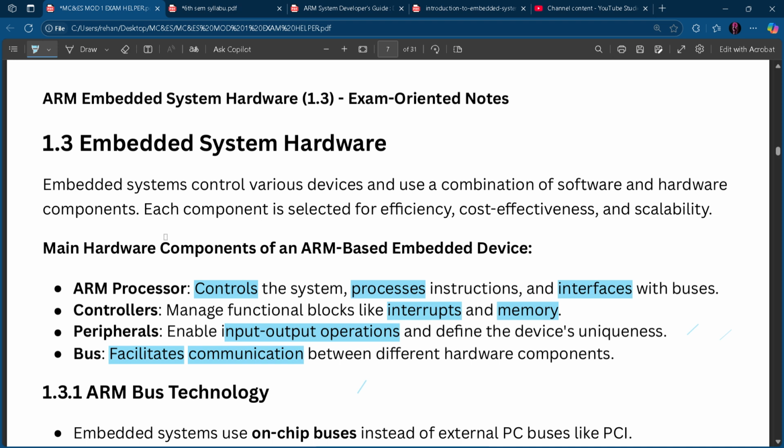Before you move directly to the main four hardware components, we'll just read a small definition. An embedded system controls various devices and uses a combination of software and hardware components. Each component is selected for efficiency, cost effectiveness, and scalability. It's a topic which you will be facing in your fourth or fifth module.